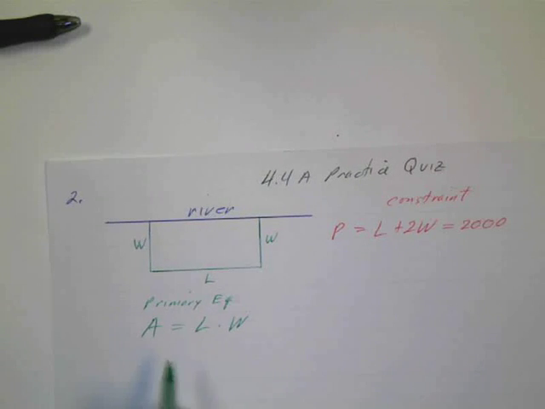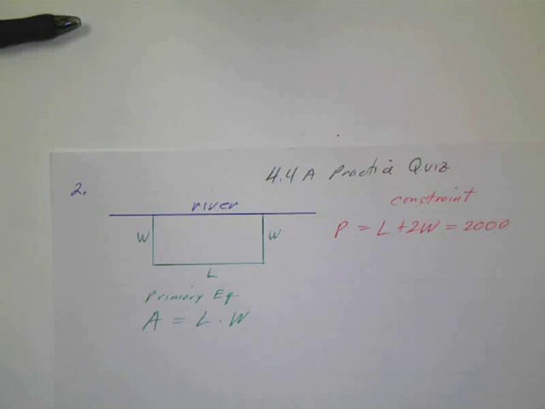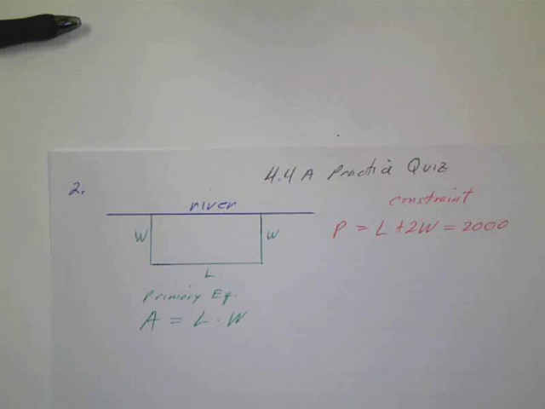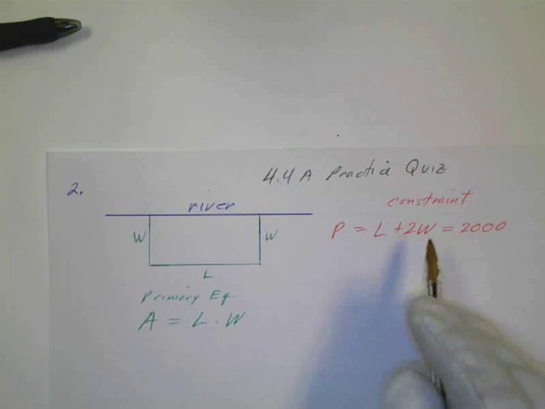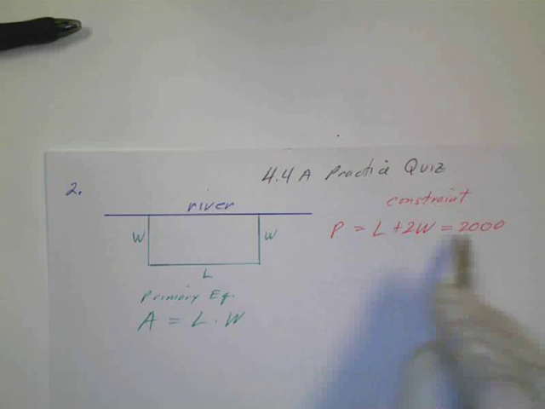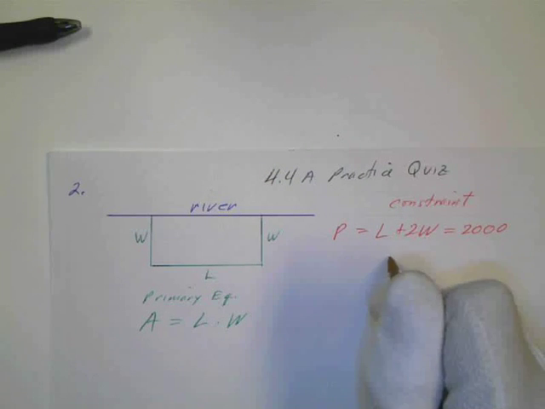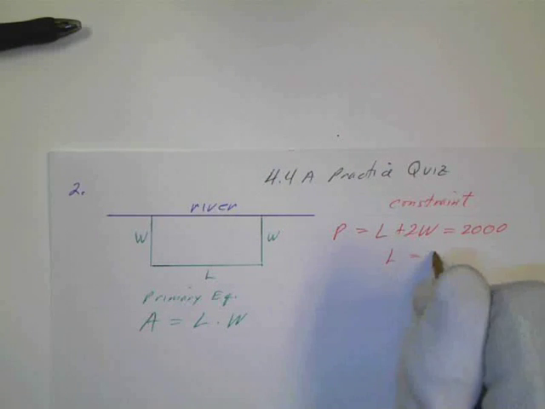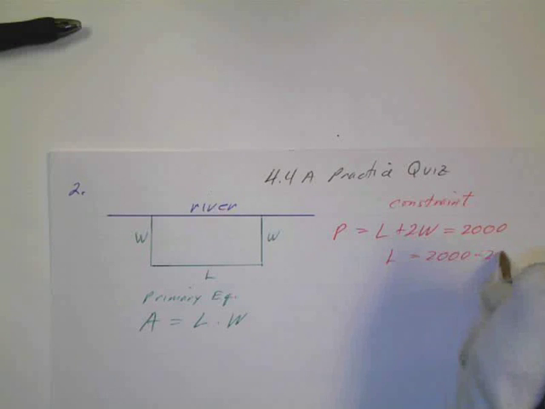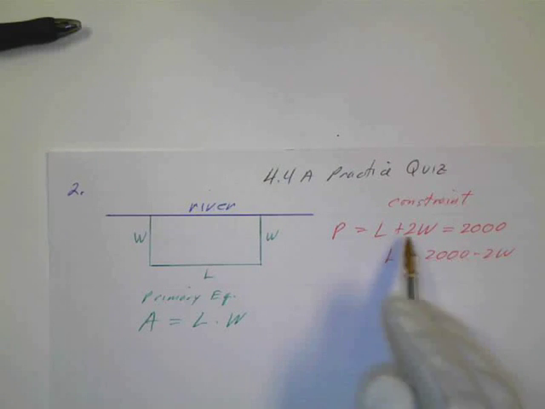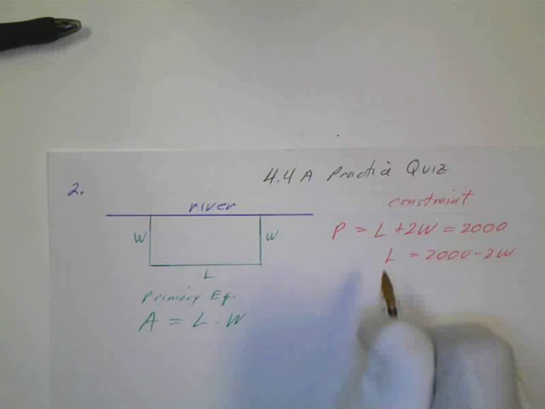But we can't take the derivative of this. We can't do that because it's in 2 unknowns. So we have to use our constraint over here to reduce that. So we can solve this. Now it's going to be a little bit easier, I don't want to divide by 2, so I'll just solve for L. L will equal 2,000 minus 2W. If I solve for W, I'd have L over 2. I have a fraction, so that's a little messy.